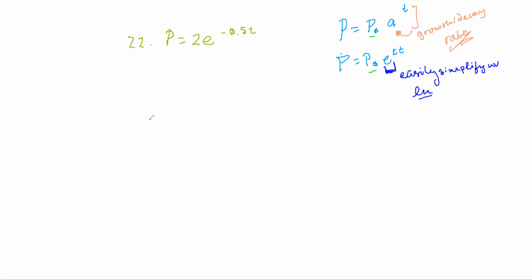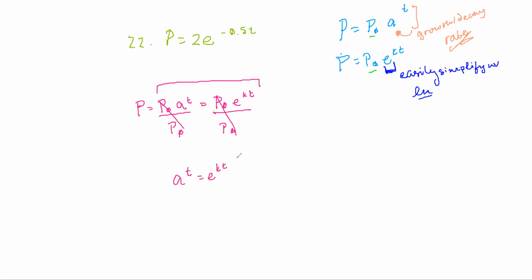The first thing that I would do, just to prove that you are comfortable with what's going on, is put these two equations together. So P is equal to P naught A to the T, and P is equal to P naught E to the KT. So we can say that these two are equal to one another, right? I'm going to divide both by P naught because I don't want to deal with that right now. So I have A to the T is equal to E to the KT. Basically, the takeaway from this is that A is equal to E to the K.